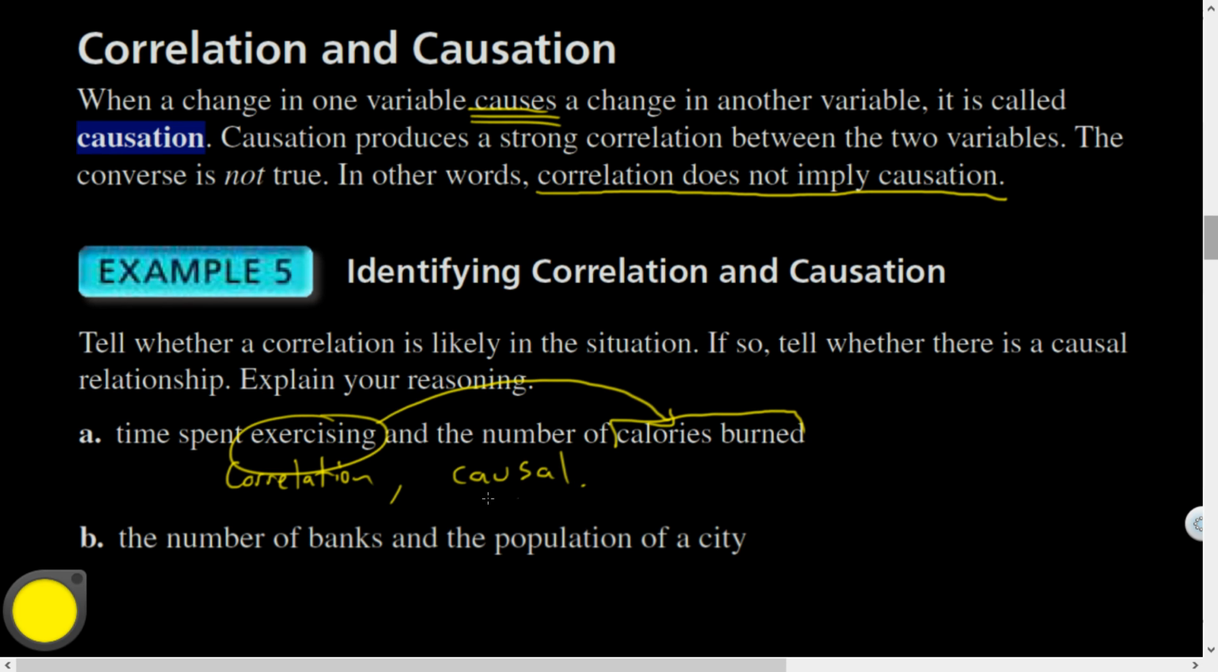All right. But notice this next one. It says the number of banks in a city and the population of a city. There's probably a correlation between them. But notice that building more banks won't make more people. Right? I think you guys agree that's not where babies come from. Right? Banks are not the thing that produces more people.